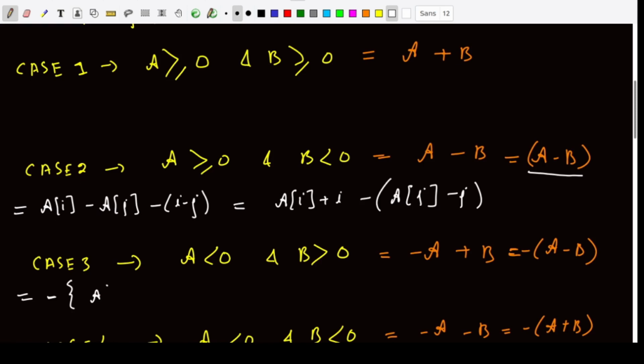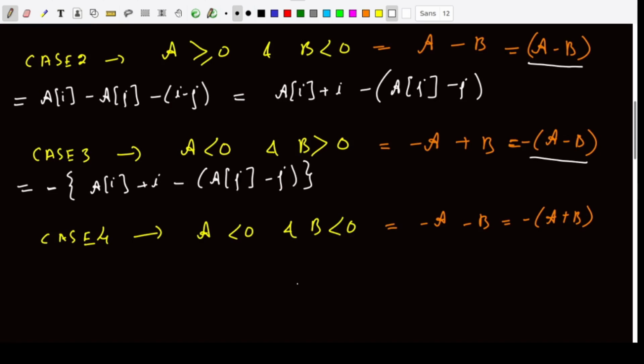A of i. So I'm using this equation, and we already know the values of a minus b, right? A minus b is this. So I'm just replacing it. A of i minus a of j minus j. Okay. All right. Similarly here.